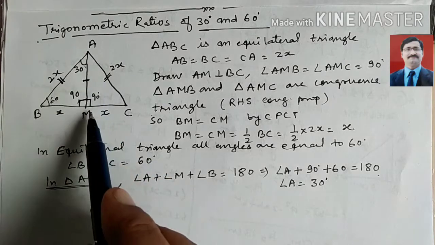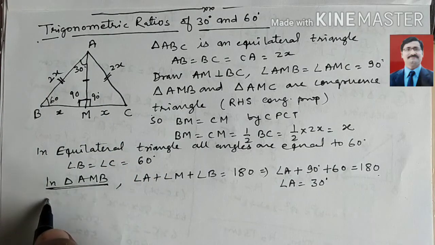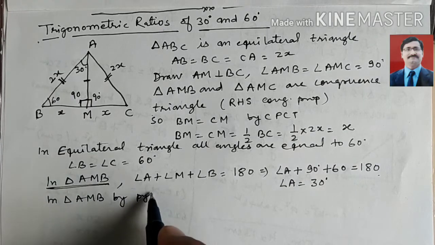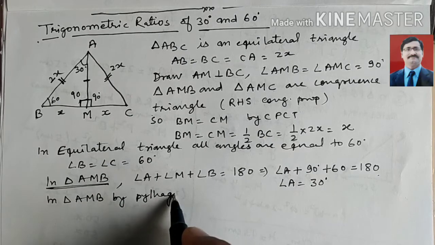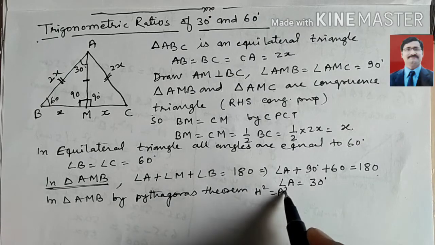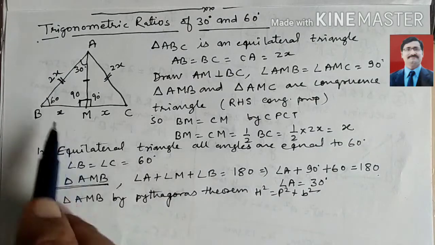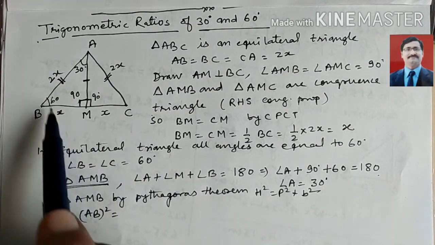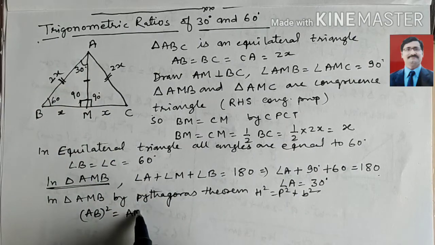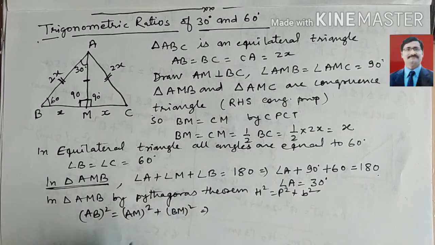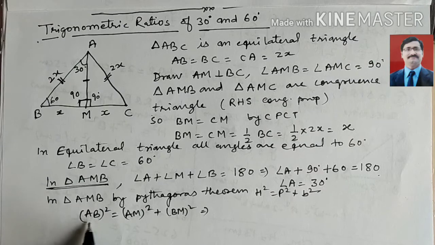Now we have to find AM, by Pythagoras theorem. So in this same triangle AMB, you will use the Pythagoras theorem, you can write here hypotenuse square equals perpendicular square plus base square. Hypotenuse for this triangle is AB whole square, and perpendicular is AM square, and base is BM whole square. Okay, this implies AB is 2x, whole square.